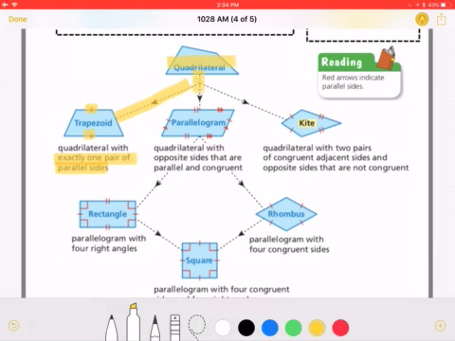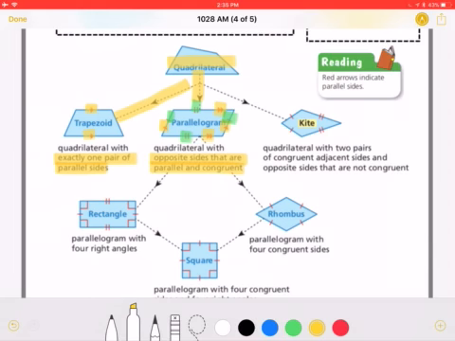Another type of quadrilateral is a parallelogram. That is a quadrilateral where the opposite sides are not only parallel, as you can see, but they're also congruent. And that's what these tick marks mean. That top is congruent to the bottom, and the left side is congruent to the right side. So opposite sides are parallel and congruent.